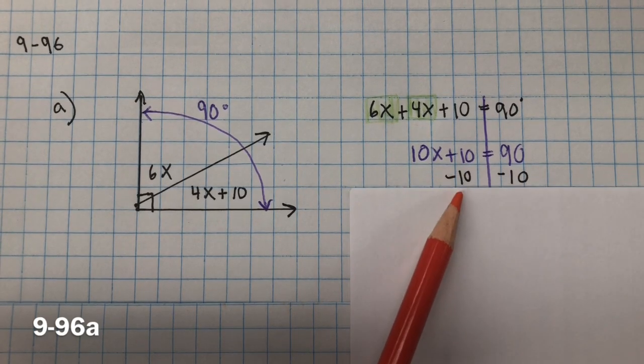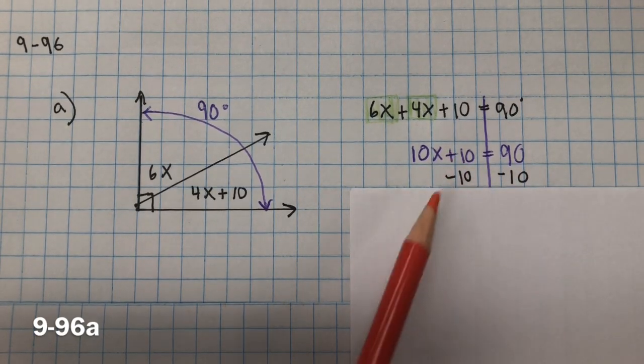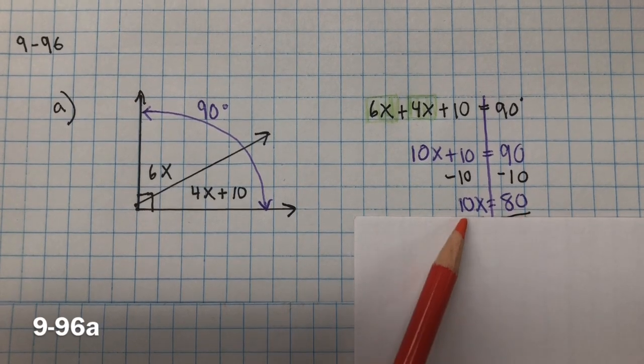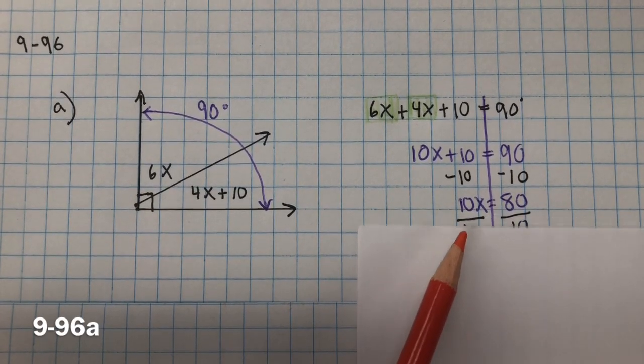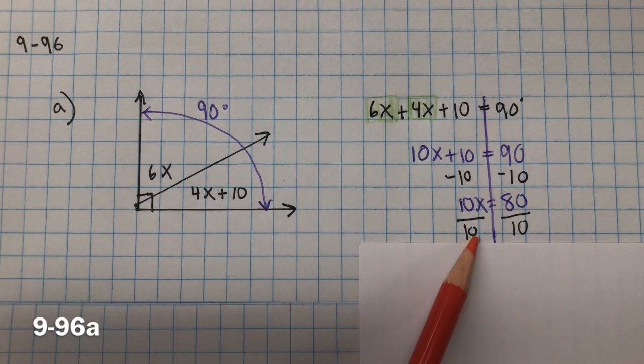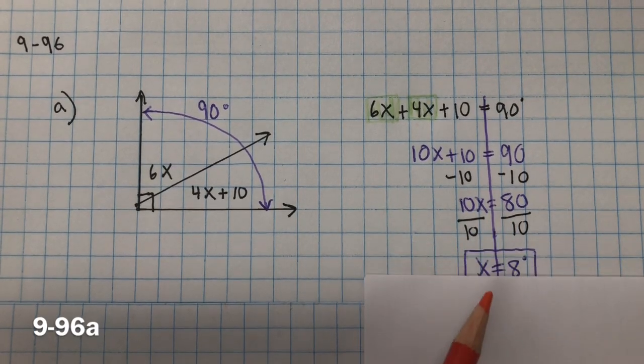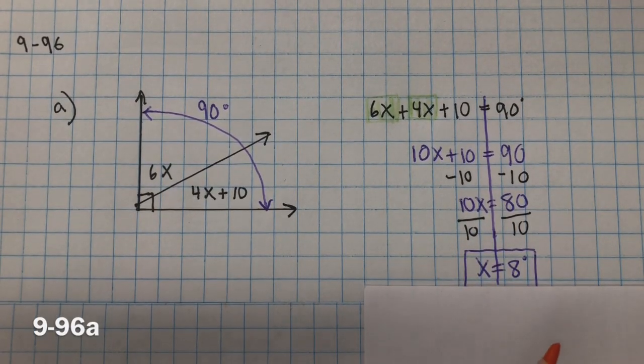Subtract 10 from both sides. Zero pair. 10x equals 80. Inverse property of multiplication is division. Created the big 1. 80 divided by 10 equals 8. So x equals 8 degrees.